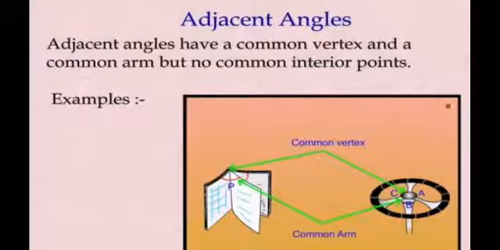Now next is adjacent angles. Adjacent angles have a common vertex and a common arm, but no common interior points. You can see the example given below. Here is a common vertex and a common arm.